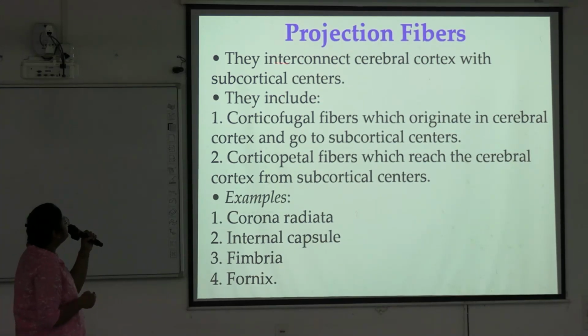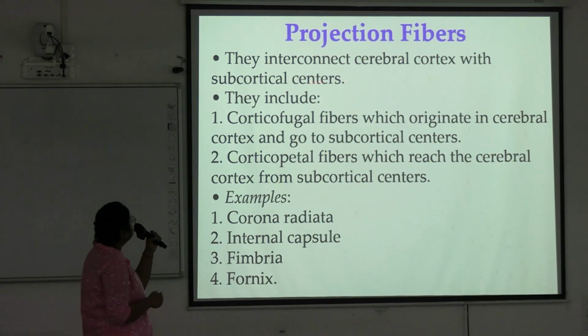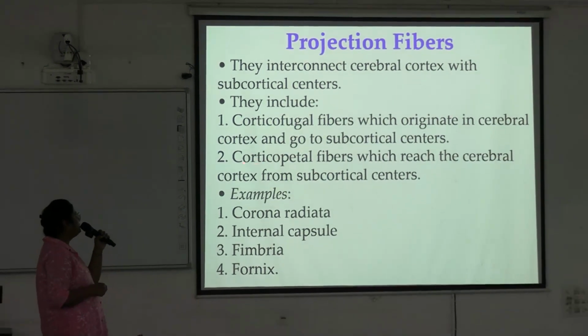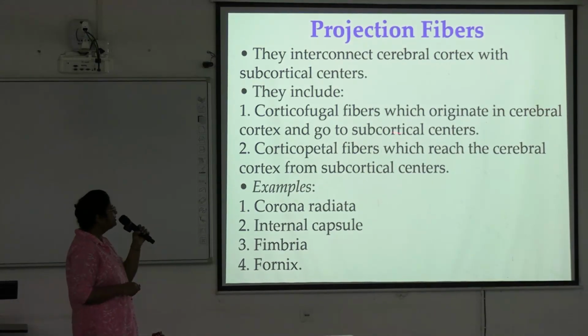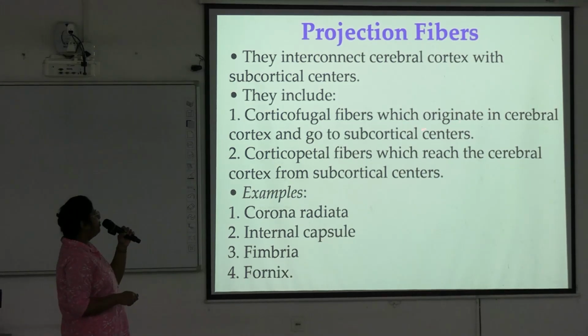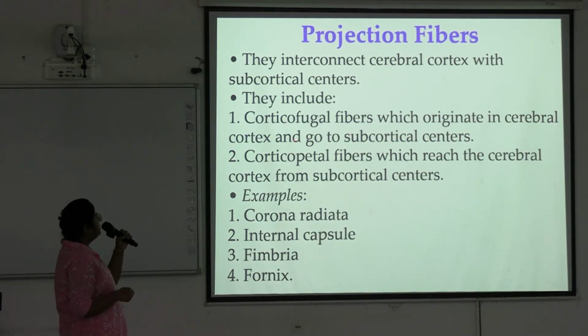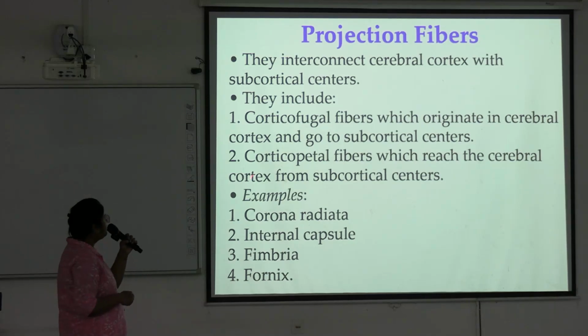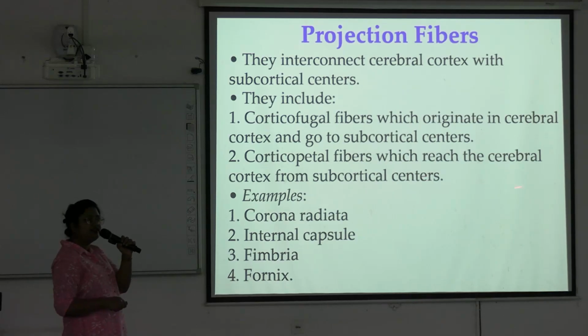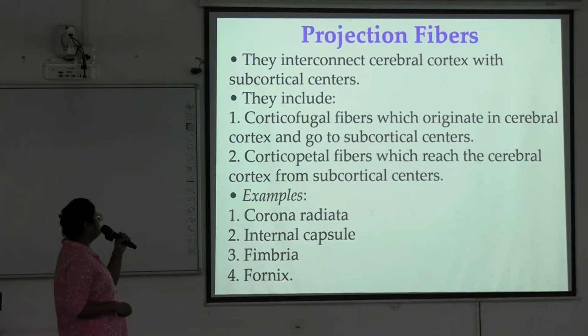Projection fibers interconnect the cerebral cortex with the subcortical centers, and they include two types of fibers: corticofugal fibers and corticopetal fibers. Corticofugal fibers originate in the cerebral cortex and go to the subcortical centers, and corticopetal fibers reach the cerebral cortex from the subcortical centers. These are examples of projection fibers: corona radiata, internal capsule, fimbria, fornix.